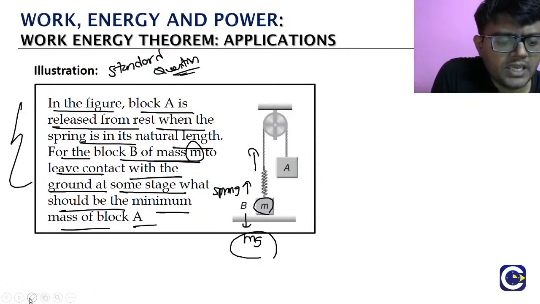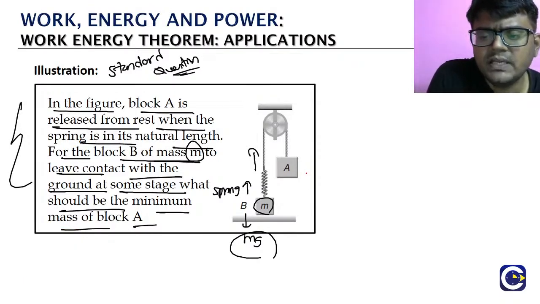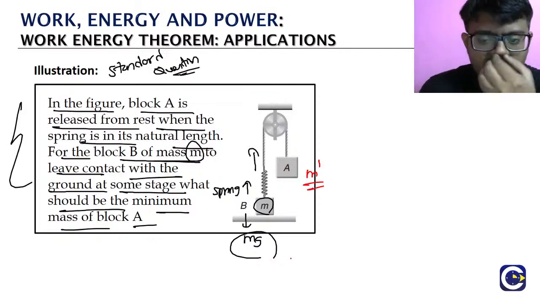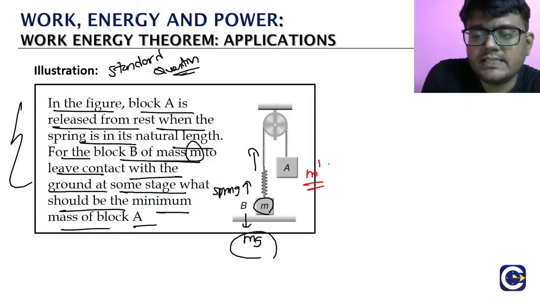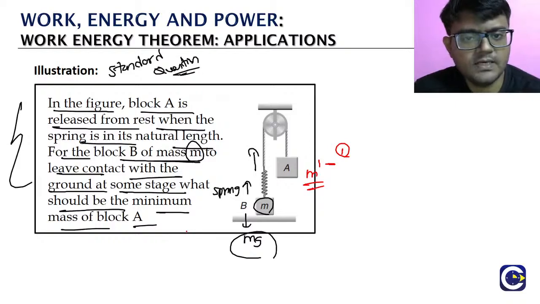the mass of block A, we don't know. Let's say the mass of block A is some m dash. The mass of block A is m dash. Okay? So here we look at this as point 1.